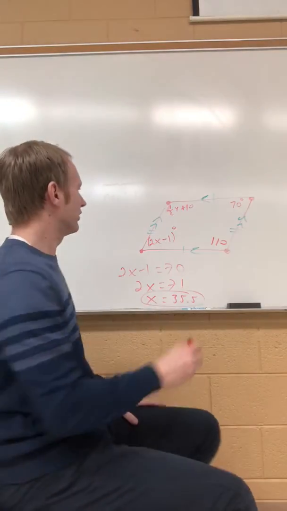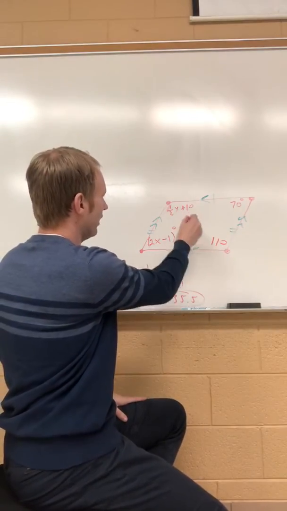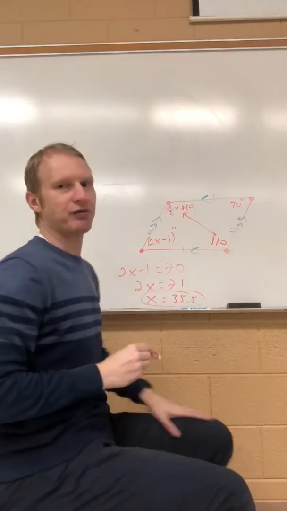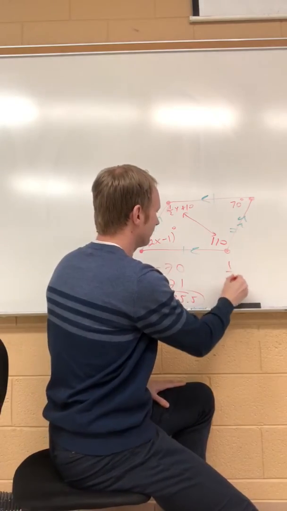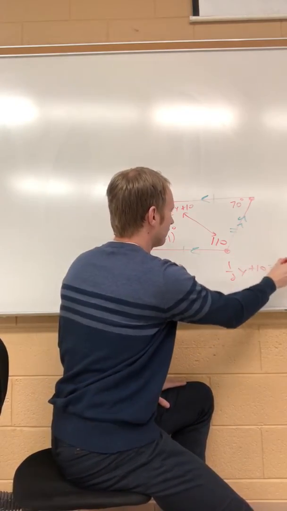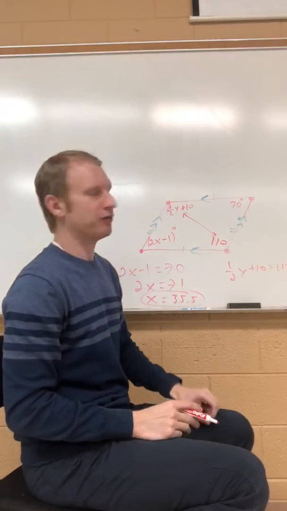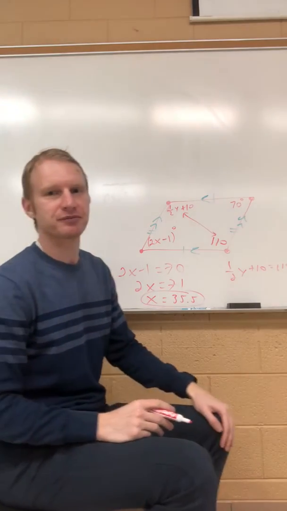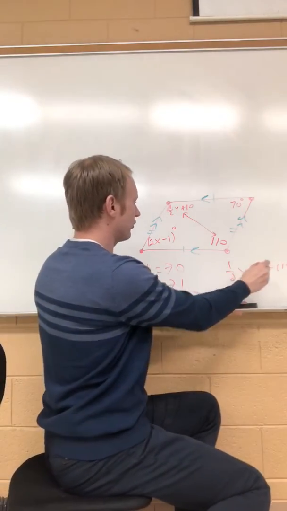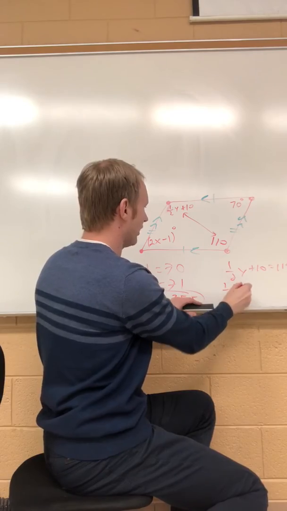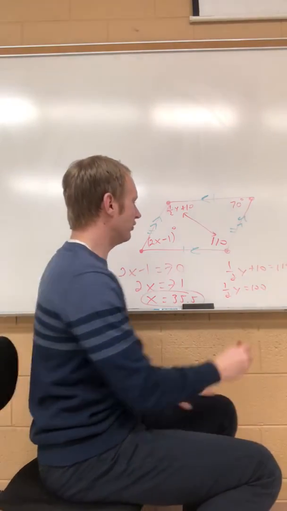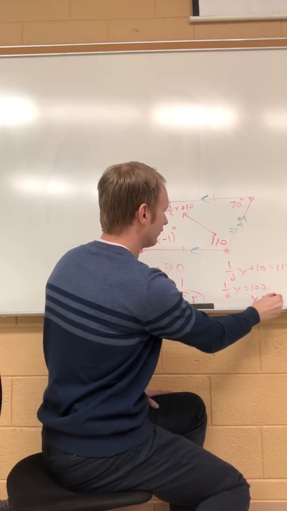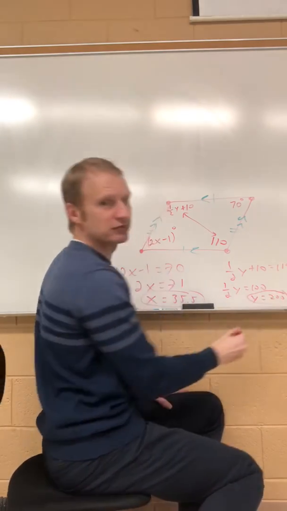And then we know that the opposite angles have to be equal. We can set 1/2 y plus 10 equal to 110. And solve that equation for y. Subtract 10 from both sides and you get 1/2 y equals 100. And then multiply both sides by 2 and you get that y equals 200. All right?